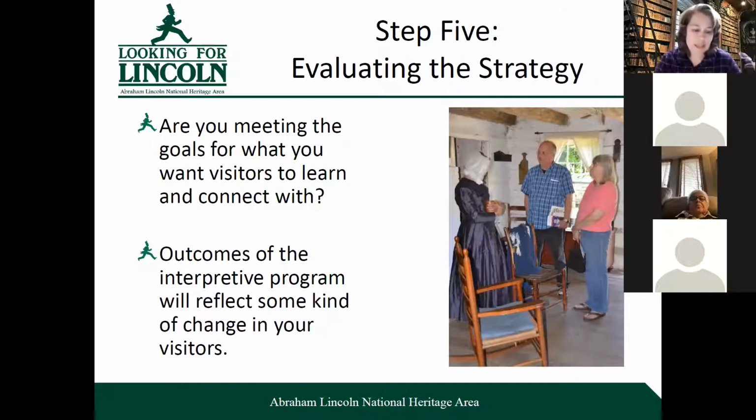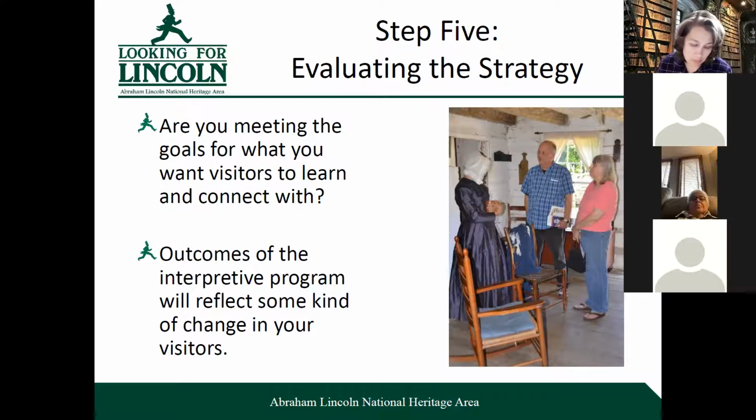And last but not least is evaluating the strategy. Creating interpretation isn't something where we do it once and are done. It is a process that requires ongoing commitment to maintain interest at your sites. If you haven't updated your exhibits in over a decade, it's not going to bring people back over and over and over. So are you meeting the goals of what you want your visitors to learn and connect with? When they go through your site, what are you hoping they're going to come away with? These are questions that you need to be thinking about.